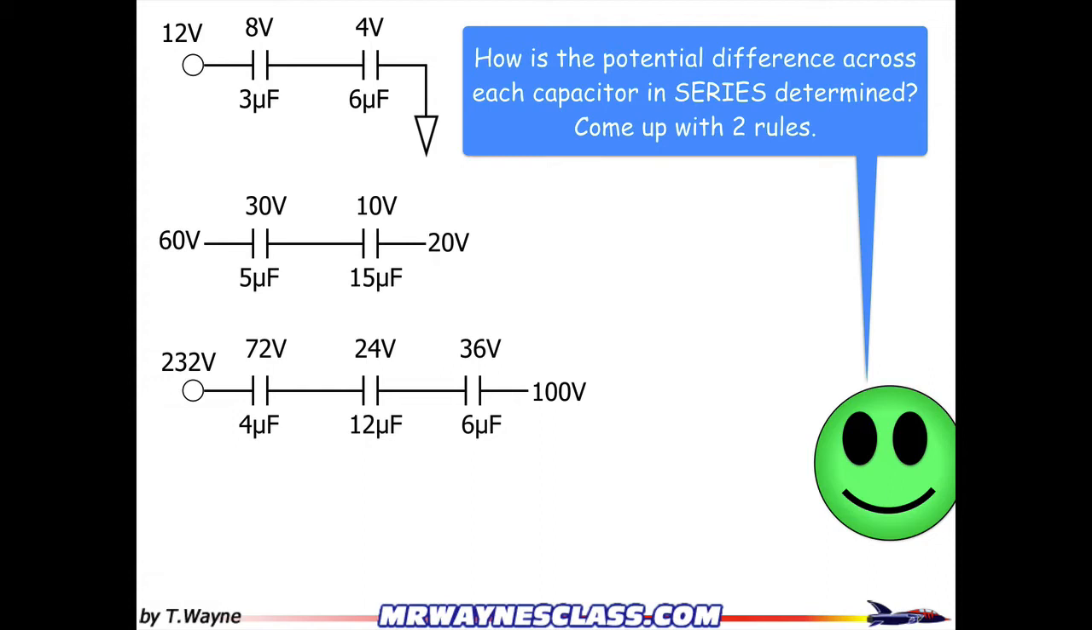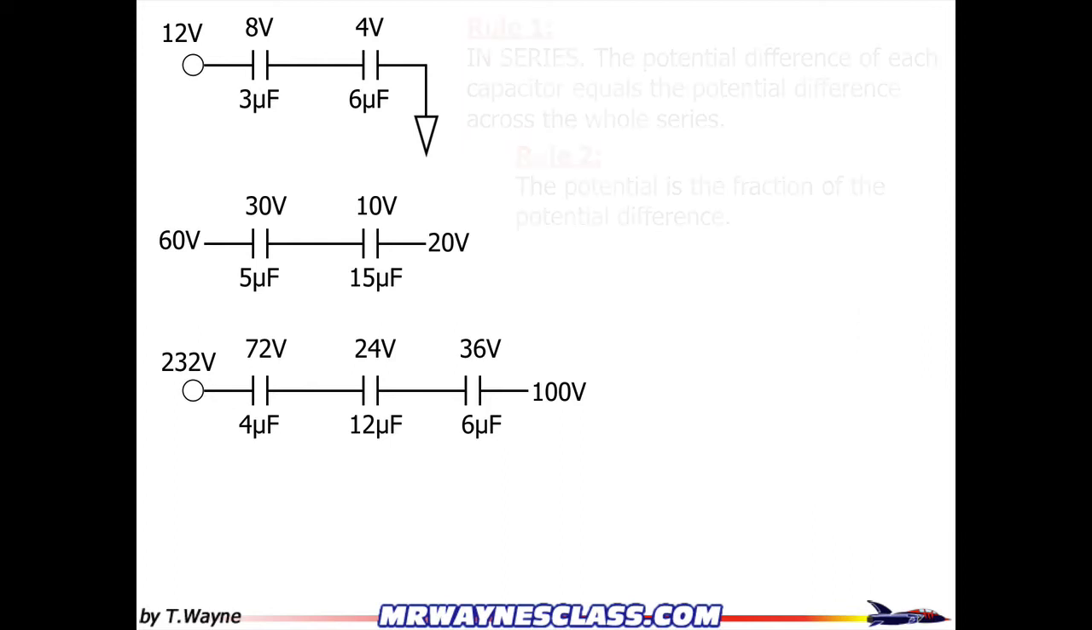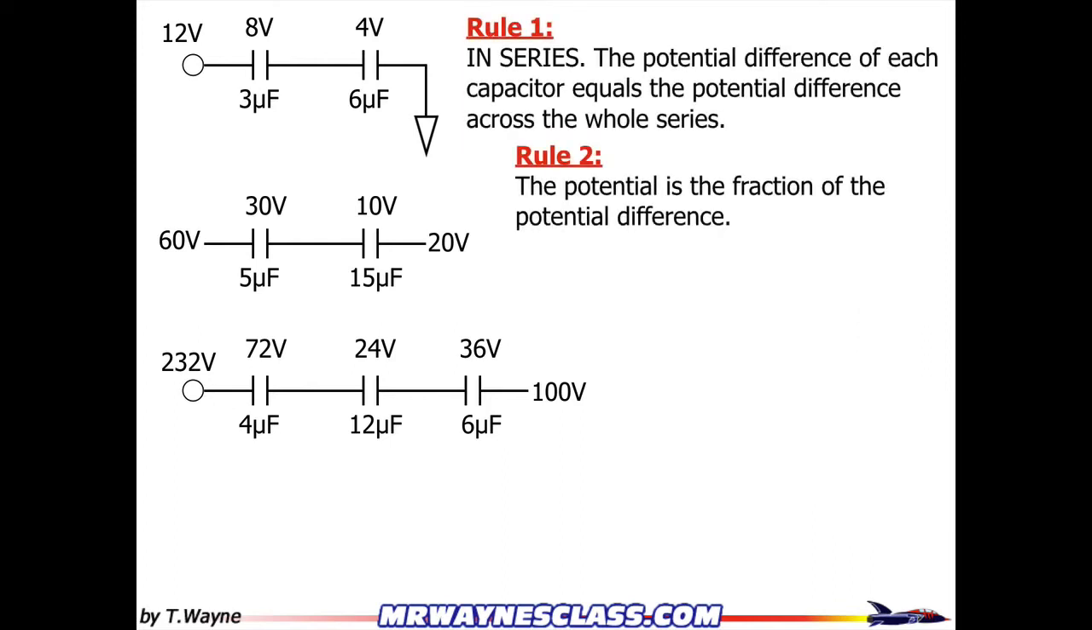Okay, you can pause here and look at it, but I'm going to go ahead and go through the rules to save us some video time. Rule 1: in series, the potential difference of each capacitor equals the difference across the whole series.